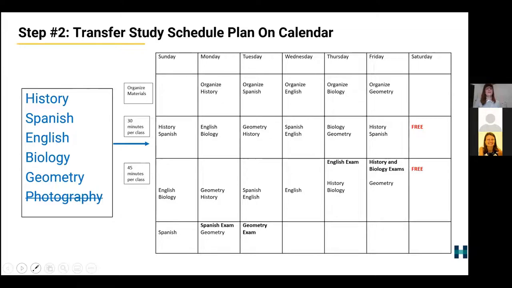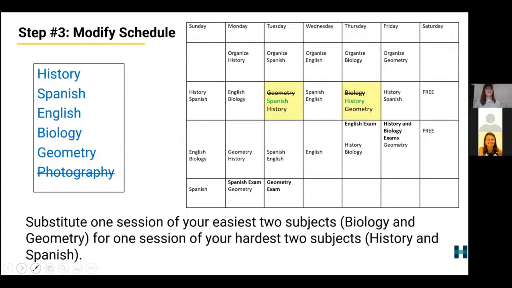Then what you do, we're not done yet. For these, the history was harder and geometry is easier. So we're gonna go ahead and substitute one of the geometries for the history because we want an extra session. I'm not gonna make this session longer. I'm gonna create an extra session for history because it's not needed as much for geometry. And likewise, I'm gonna substitute a Spanish for biology. And that's exactly what I did here. Oh, I did Spanish and history.